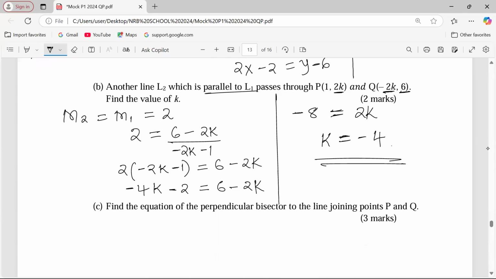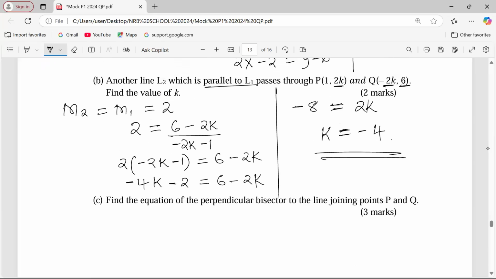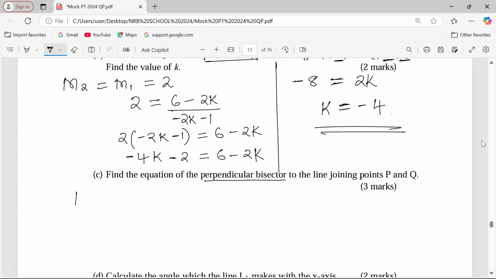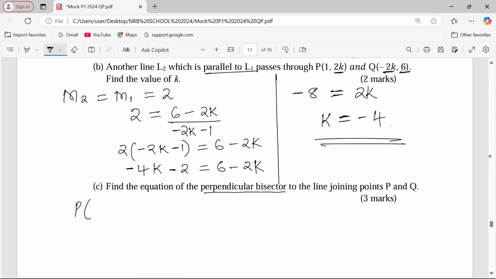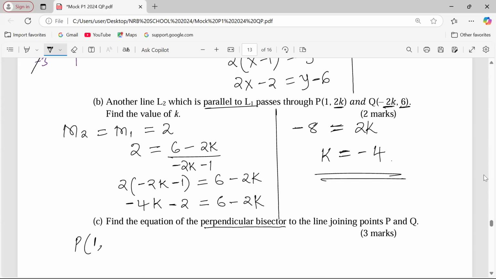Now with that value of k, we can get the coordinates of P and Q. That's why they are being used in part C now. Find the equation of the perpendicular bisector to the line joining P and Q. Very serious concept here. So the coordinate of P shall be 1, then 2k. 2 times k becomes negative 8. Hope we are together there.